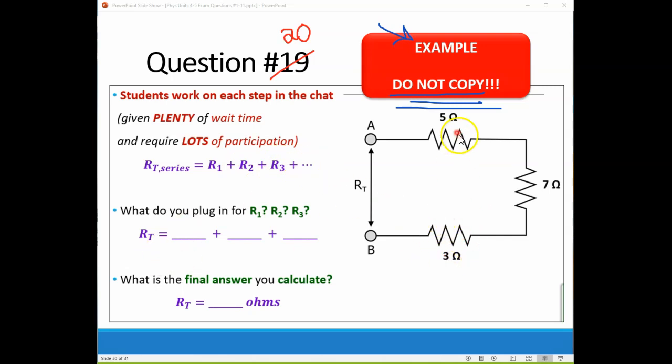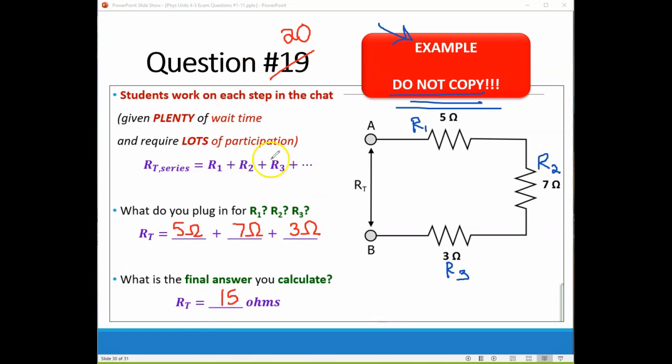So taking a look at this example that we did in class, we see one resistor that I can label as R1, has 5 ohms of resistance, R2 has 7 ohms, and R3 here has 3 ohms. So if I plug those in, we can plug in 5 ohms plus 7 ohms plus 3 ohms, and if I calculate that together, 5 plus 7 is going to give me 12, plus 3 more would give me 15 ohms as my final answer.